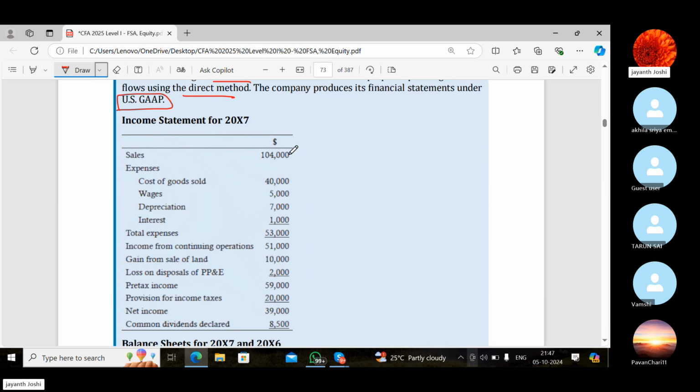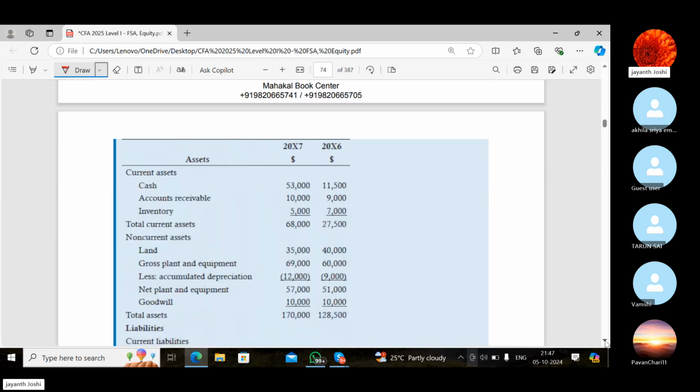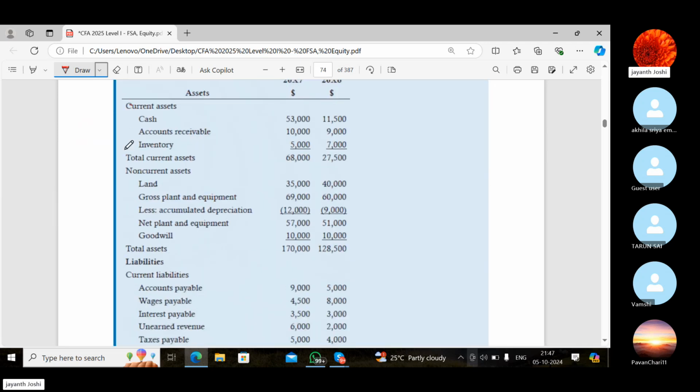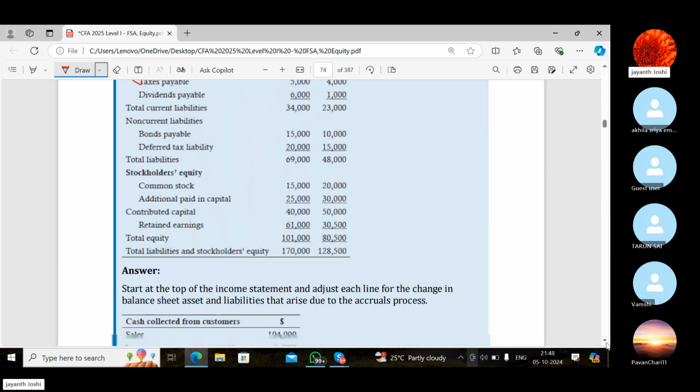They have given the revenue, all the expenses, then income from continuing operations, then gain on sale of asset, loss on sale of asset. You know already that these kinds of things should be ignored. Then you have all the details given to you, and then you have the balance sheet, where current assets and current liabilities are relevant for us. Now we'll move forward and see what to do.